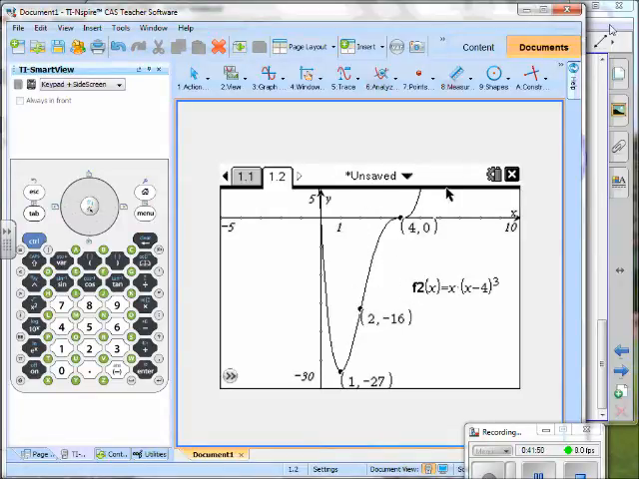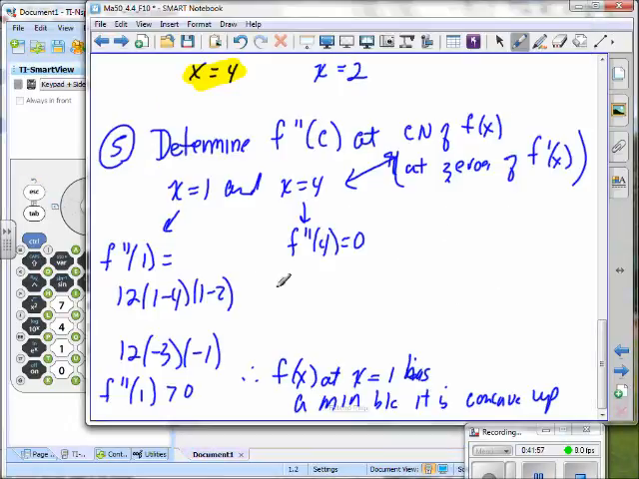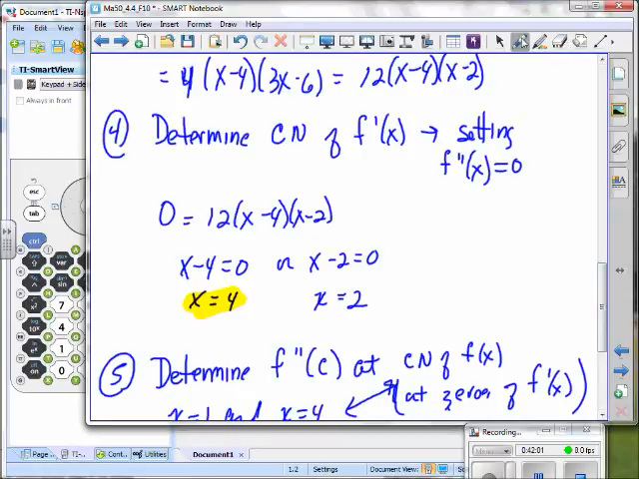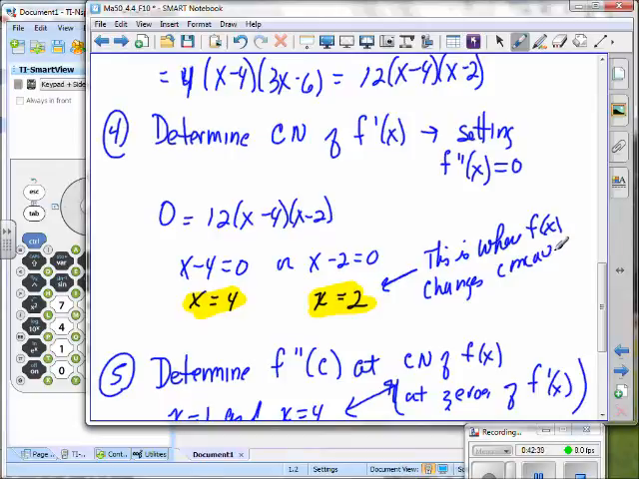Now, at 2, well, let's see. At 2 and 4, those are the critical numbers of the first derivative. So what is happening at 2? It's not a 0 of the first derivative. That's good for us because if it happens to be a 0 of the second derivative, this is a point on the function where the function does what? Changes concavity, making this an inflection point.